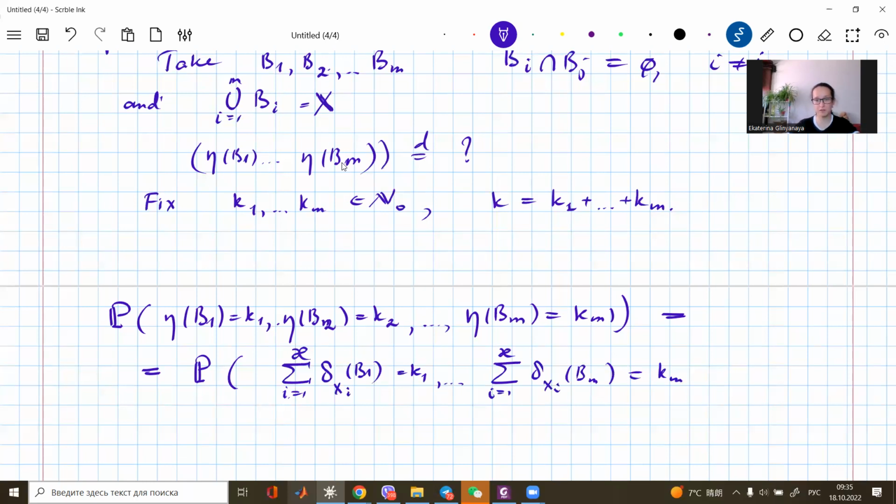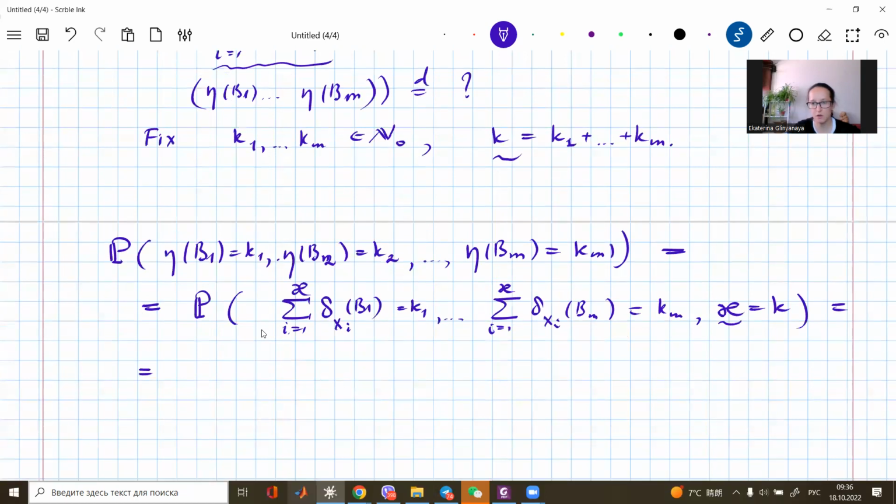And now I can take all possible values of kappa. Here kappa is equal to k. Since we denoted that the total number of points is equal to k, I can write that kappa is equal to k, since by assumption the union of all b's is equal to X. And if this is true, then in all space we have exactly k points. So I did not add anything here.